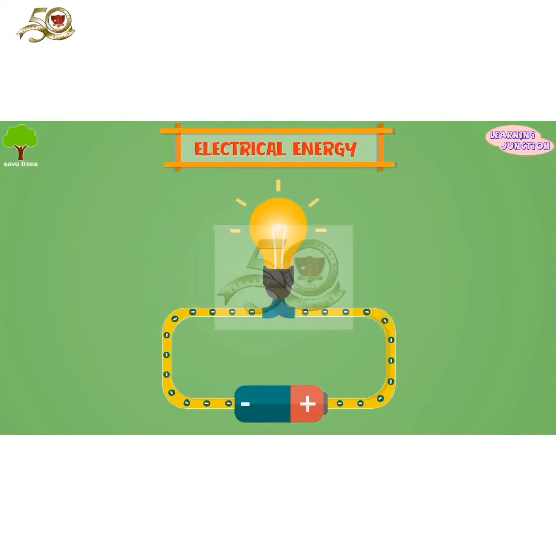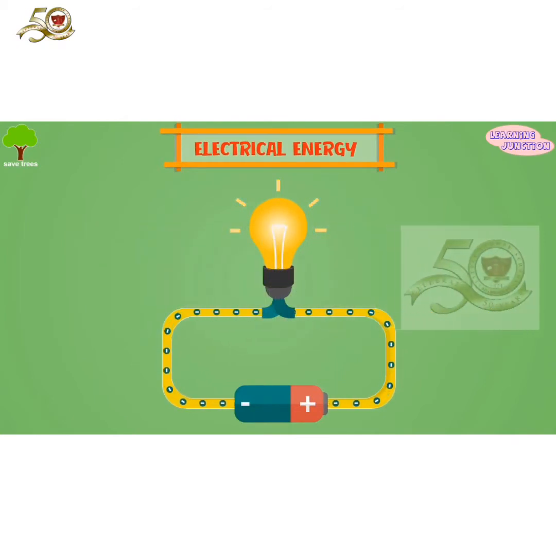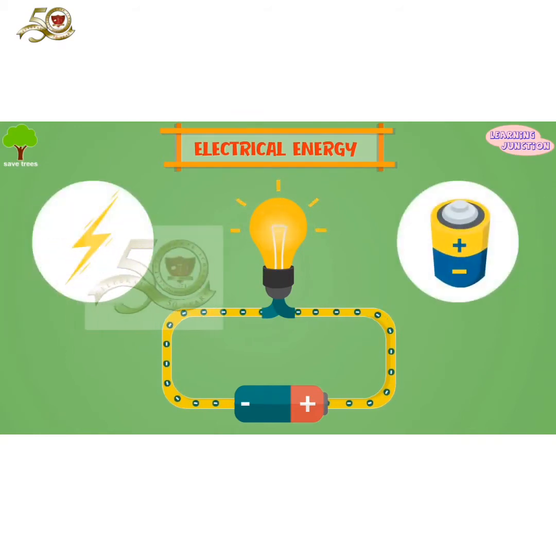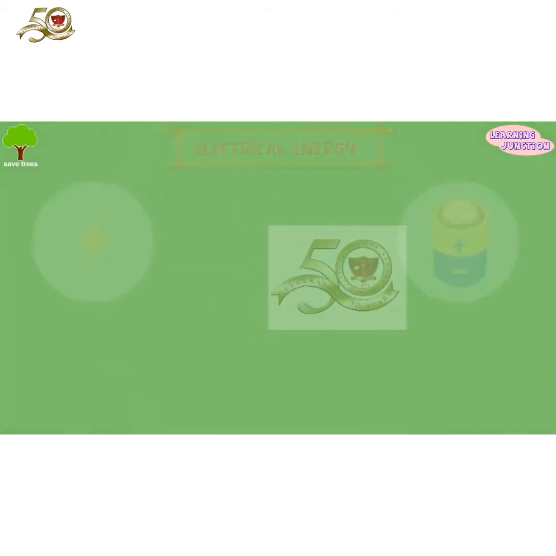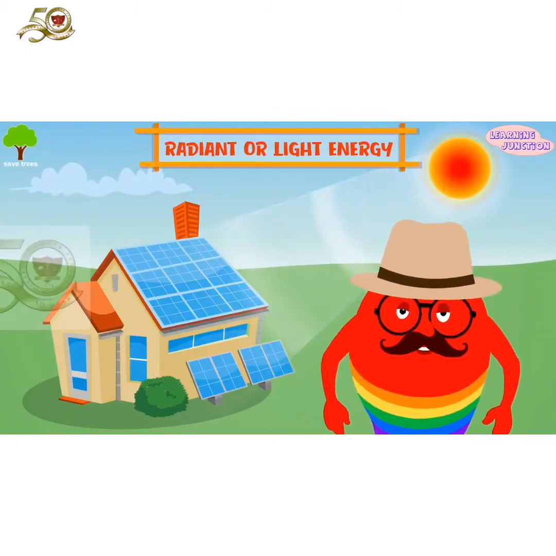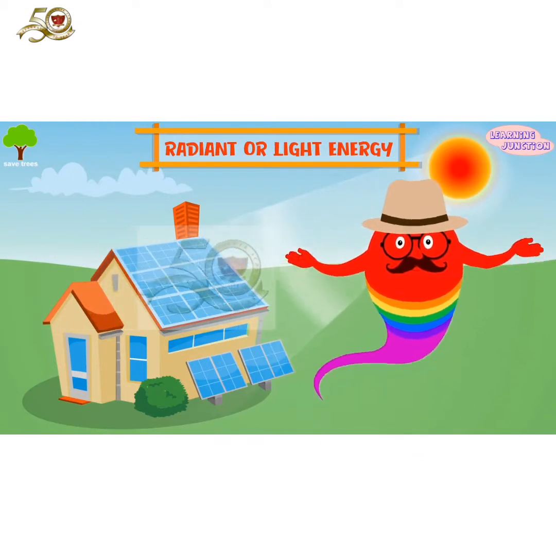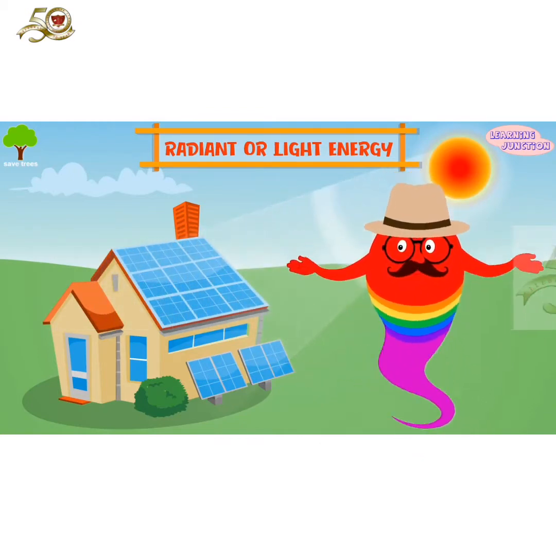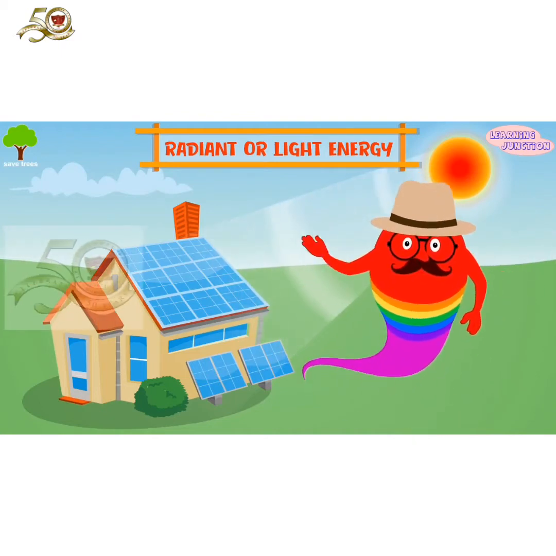Electrical energy. It is generated by moving electric charges called electrons. Lighting and electric cells are examples of electrical energy. Radiant or light energy. It is a form of electromagnetic radiation. Light travels in waves and is the only kind of energy humans can see. For example, the energy from the sun.